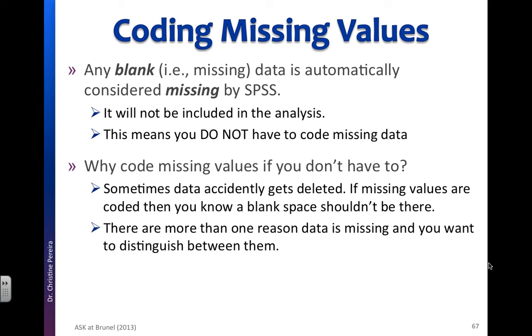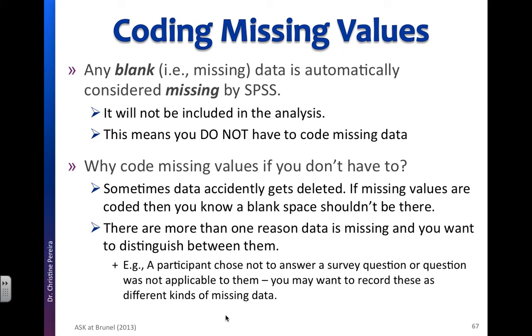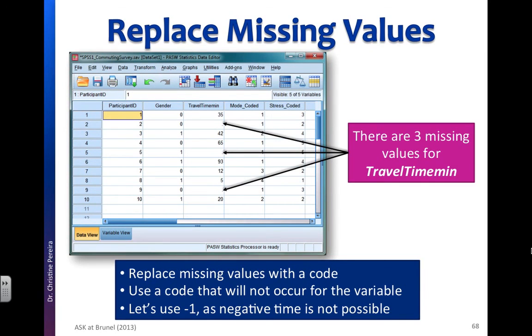Also, if there's more than one reason that the data is missing and you want to be able to distinguish between them. So for example, on a questionnaire, maybe someone chose not to answer a question and they left it blank, that's missing. Or if you have skip logic and they weren't able to answer the question because you didn't give them the option, that would be a different reason that it's missing. So you might want to distinguish and code between those, one meaning they didn't answer, and the other one being that they couldn't answer. Okay, so let's just have another look at our data file quickly before we get on.